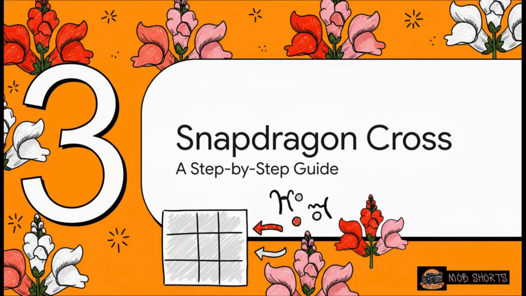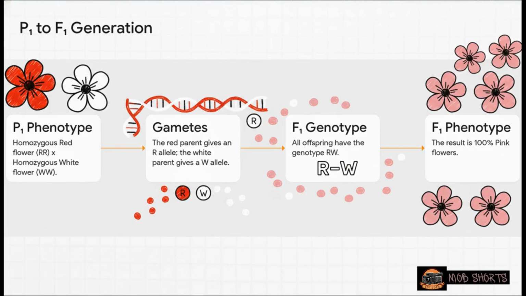All right, now for the fun stuff. Let's put this into practice with the most famous example out there, the snapdragon flower. We're going to walk through this nice and slow, step by step, exactly how you should lay it out in your exam paper. Okay, let's start at the beginning, with the parent generation, or P1. The phenotype is a homozygous red flower crossing with a homozygous white flower. Now, using our correct symbols, their genotypes have to be RR and WW.